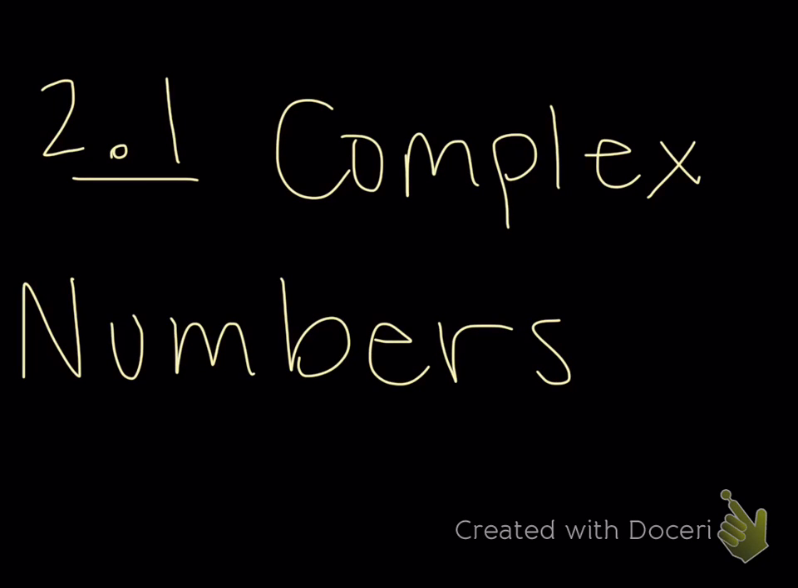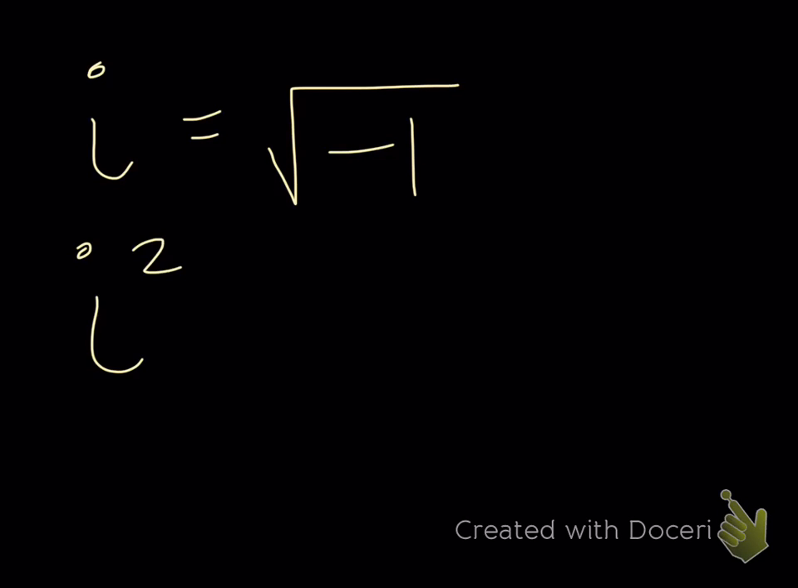Today we're doing section 2.1 and we're going to be doing operations with complex numbers. So some things that we need to recall from last year is that you get an i whenever you take the square root of a -1. Also, we need to recall that i squared is equal to -1. So those are two key things. So technically when you get an i squared, it's actually a real number, not imaginary.